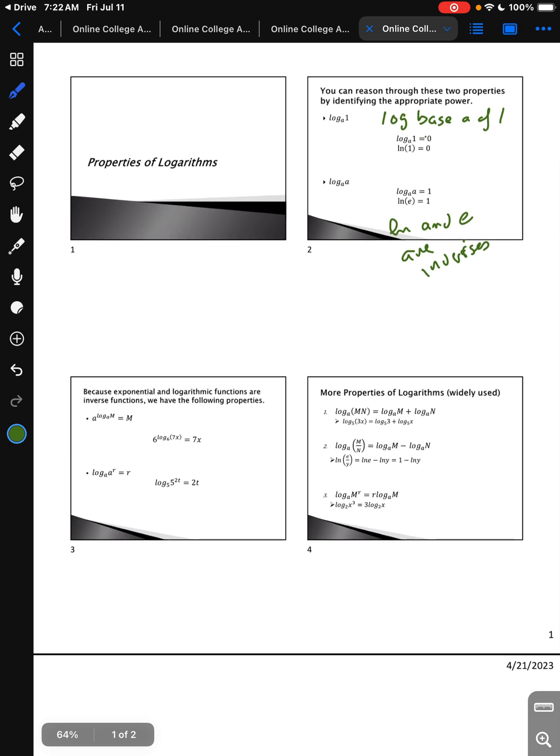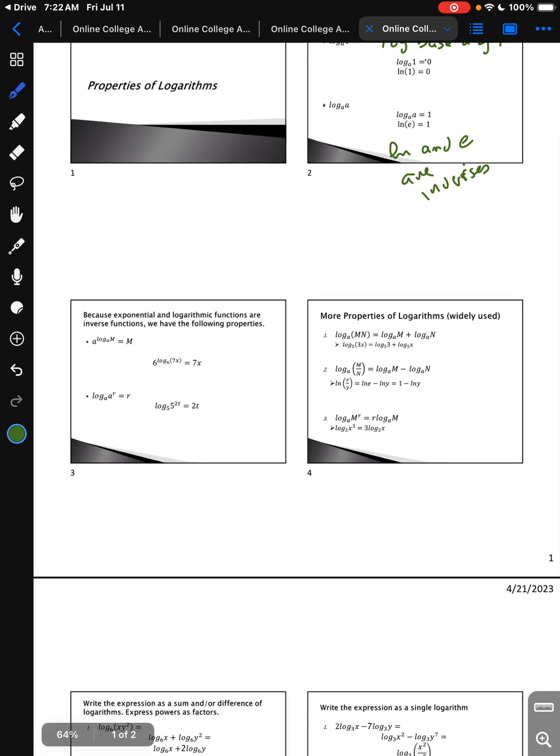Okay, so let's do a few more. Let's continue. If I have a base raised to a log, a to the power log base a of m, that's equal to m. Because this actually just cancels off, and you're left with just the 7x. Log base a of r equals r, so log base 5 of 5. As long as these pieces here are the same, it's just going to be equal to your exponent, 2t.